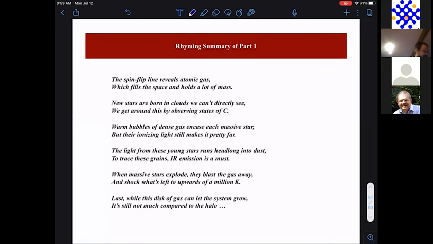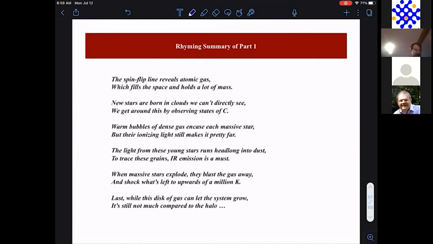The spin flip line reveals atomic gas, which fills the space and holds a lot of mass. New stars are born in clouds we can't directly see, we get around this by observing states of C. Warm bubbles of dense gas encase each massive star, but their ionizing light still makes it pretty far. The light from these young stars runs headlong into dust. To trace these grains, IR emission is a must.